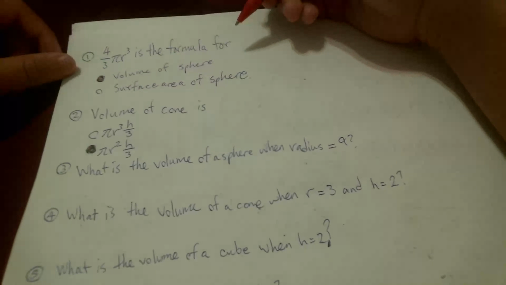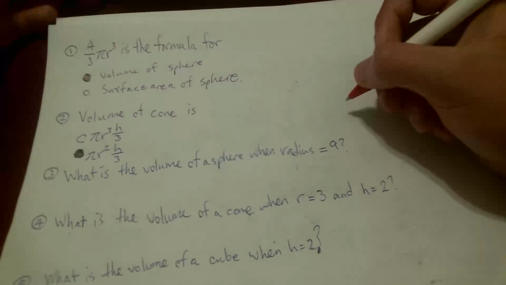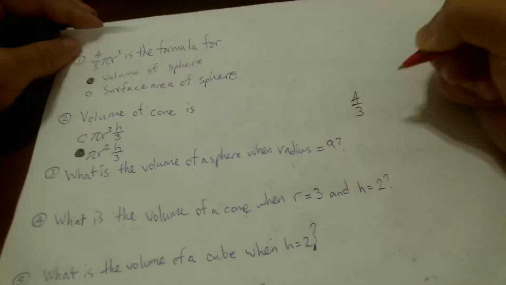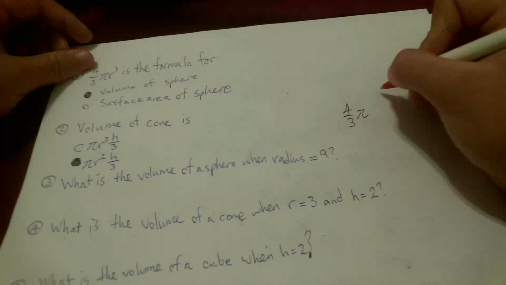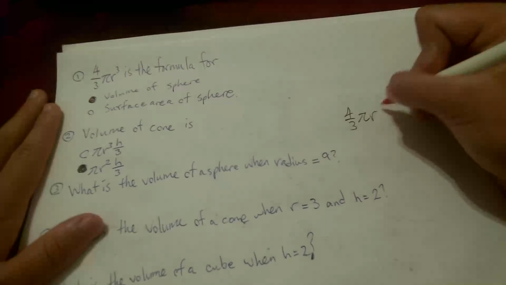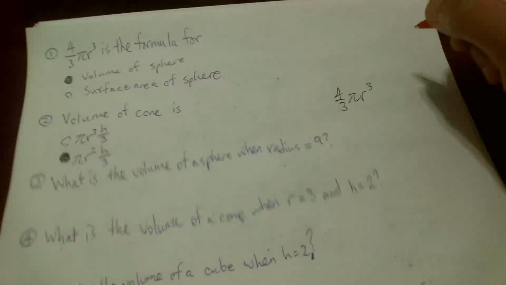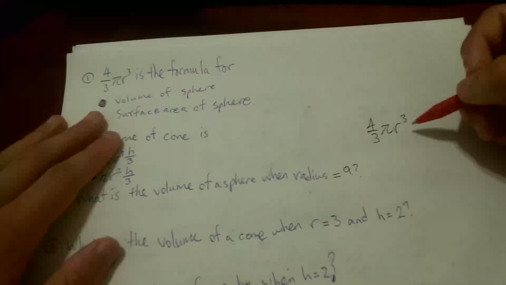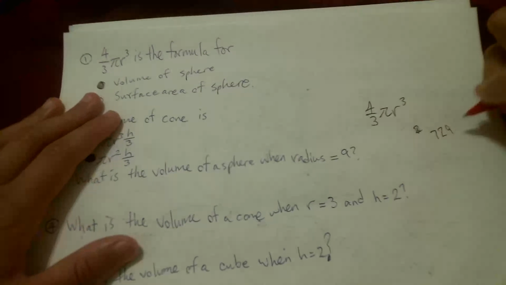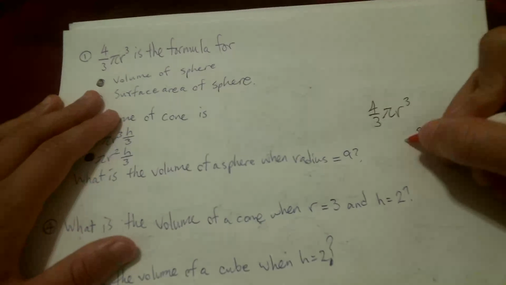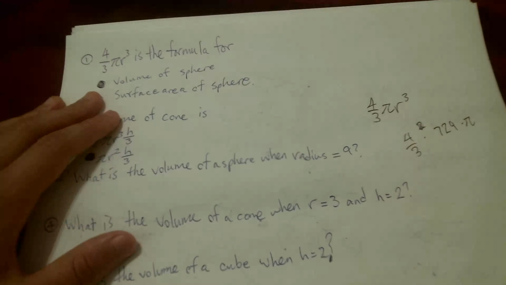Alright, so let's do the third one. This one asks for the volume of a sphere when radius equals 9. So we know from before that the volume of a sphere is 4/3 times pi times r to the power 3. Right here we're given the radius is 9, so we would just plug that in. That's 729 times pi times 4/3. Or we can simplify this here.